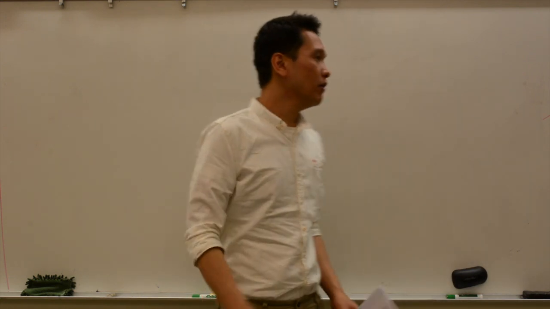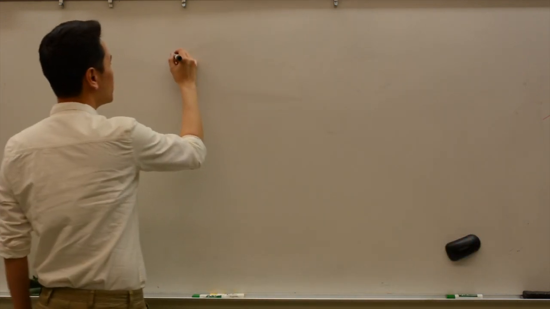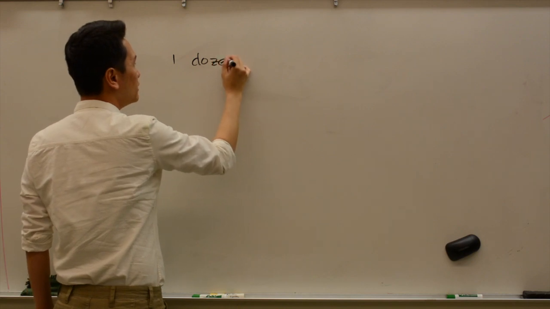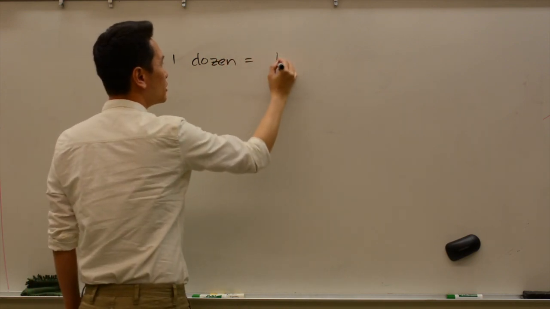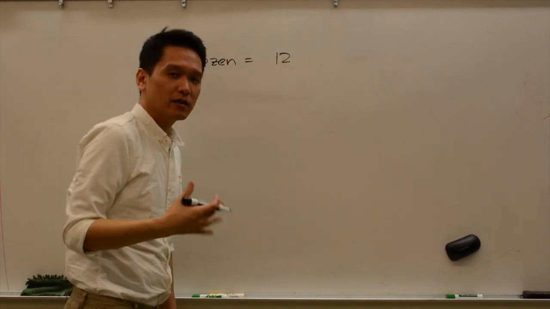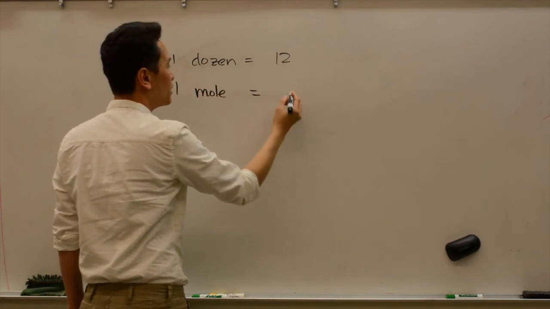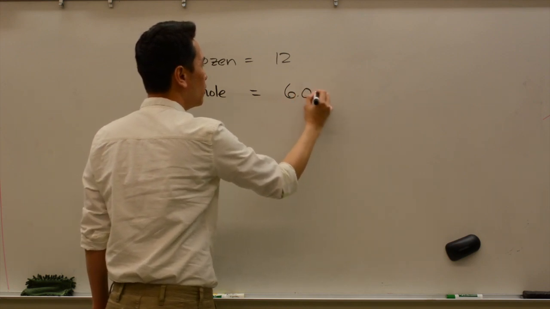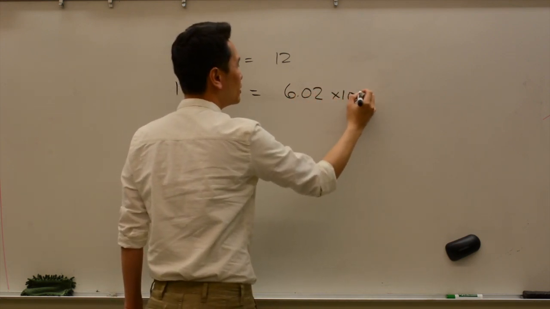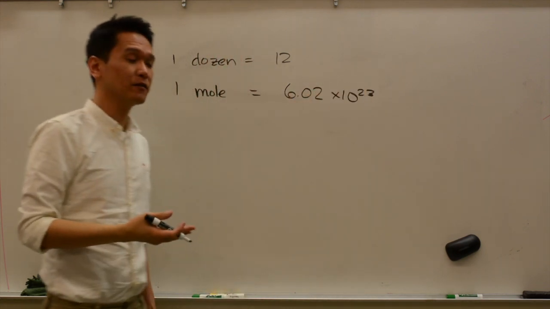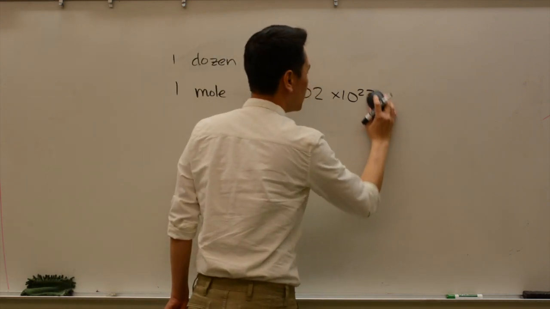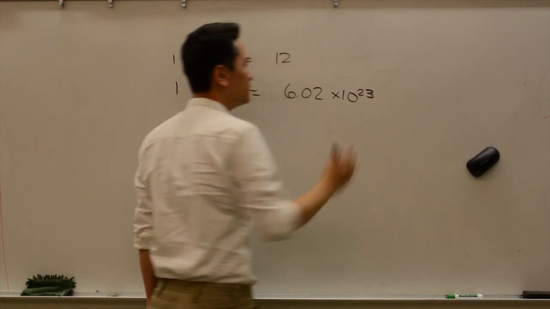The same thing with a mole. So for example, when we say there's 1 dozen of something, we mean that there's 12 of that thing. So in the same way, when we say there's 1 mole of something, we say that there is 6.02 times 10 to the 23rd of that thing.